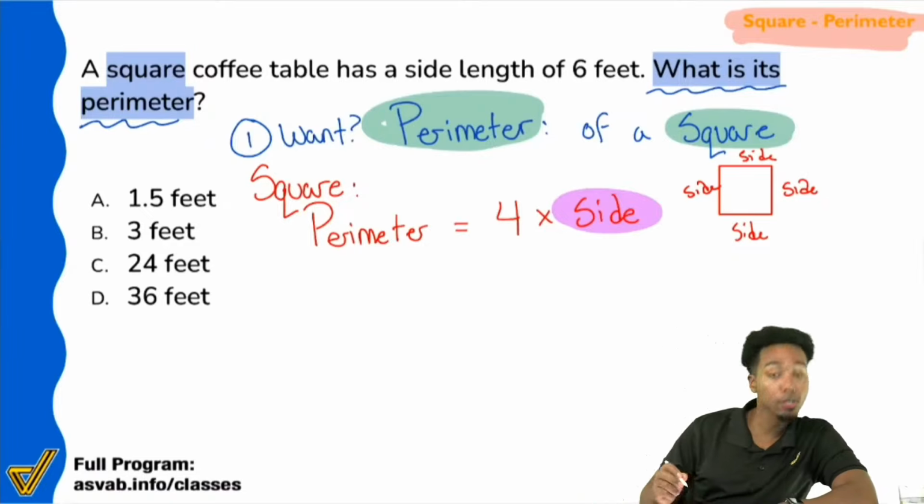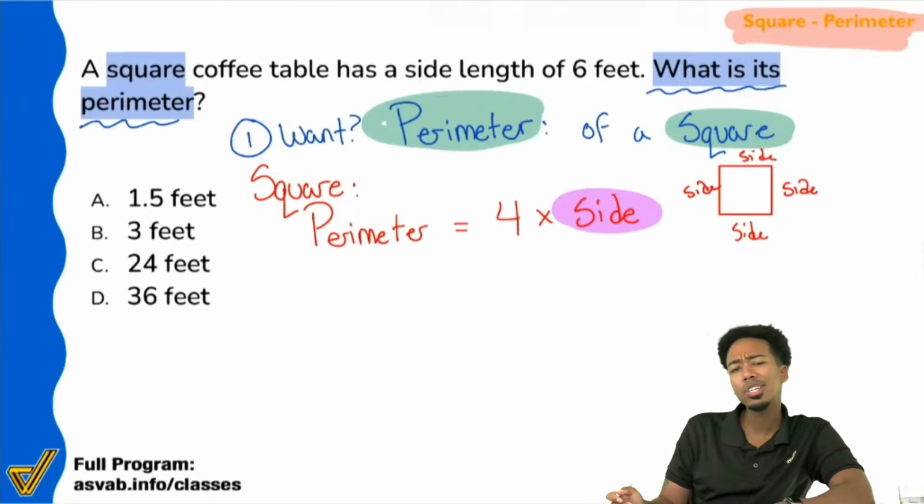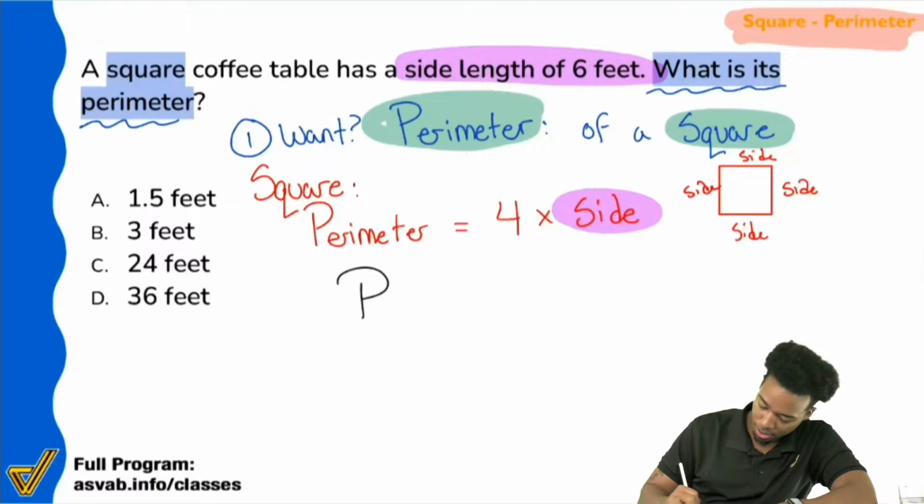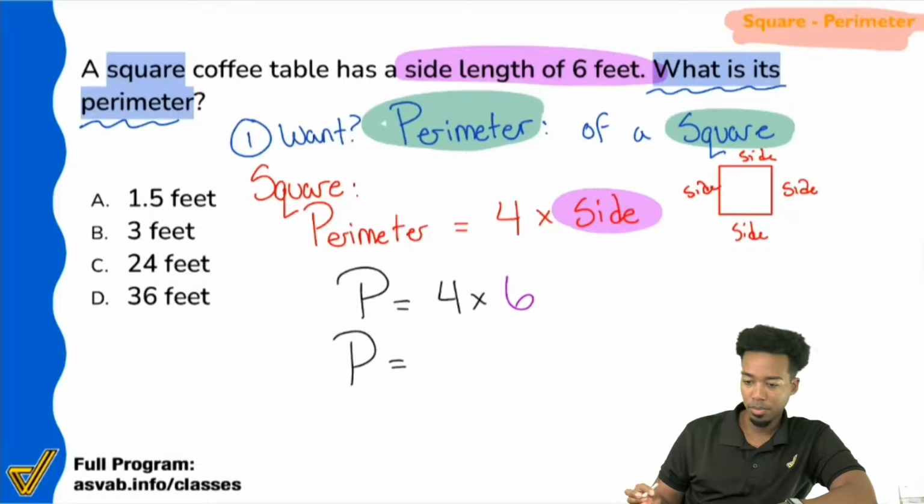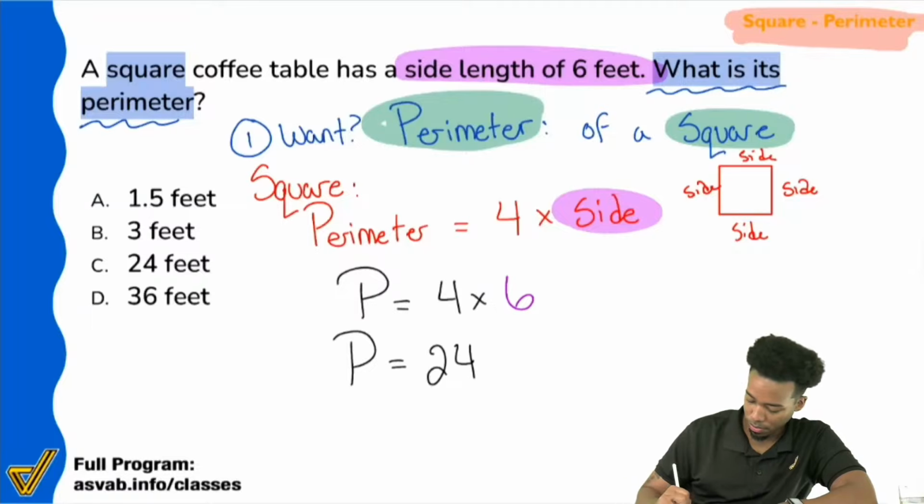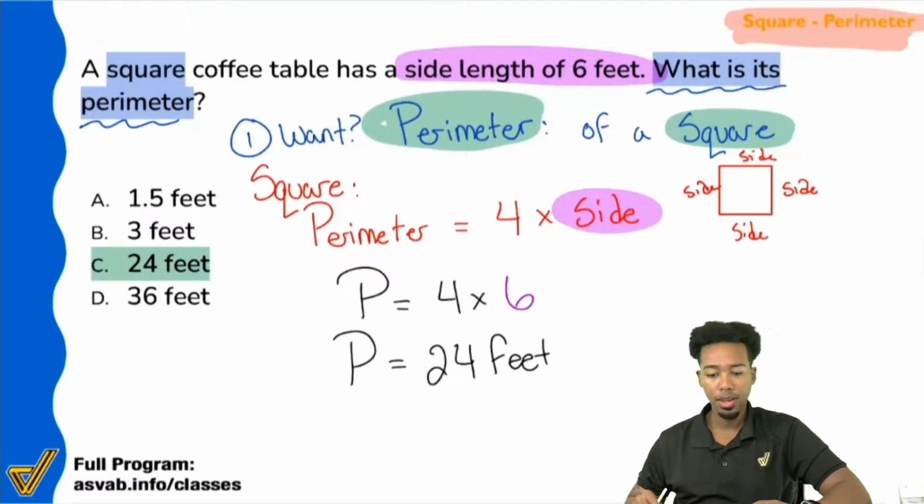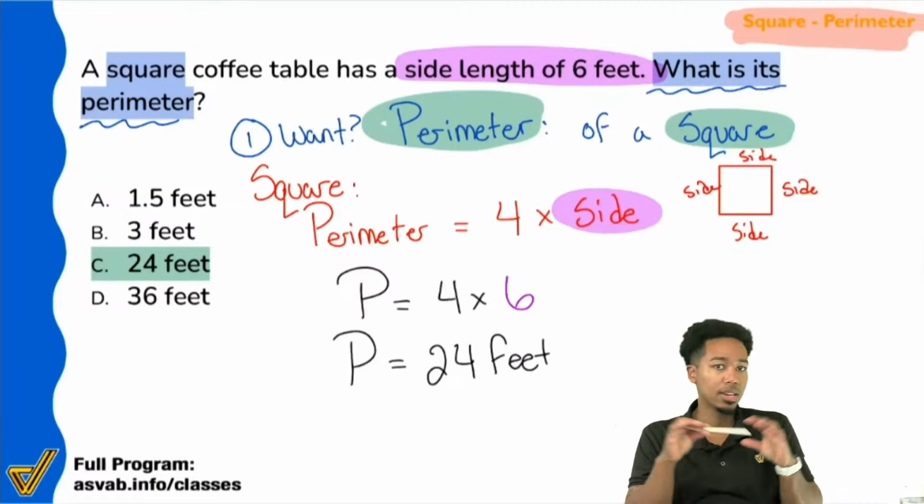And if we take a look at the problem, everybody, what is the side? Side length of 6. If we plug that in, perimeter equals 4 times the side, which is 6. Everybody, 4 times 6 is what? 24 feet. And that is going to be answer choice C. And that's why C is correct in this case.